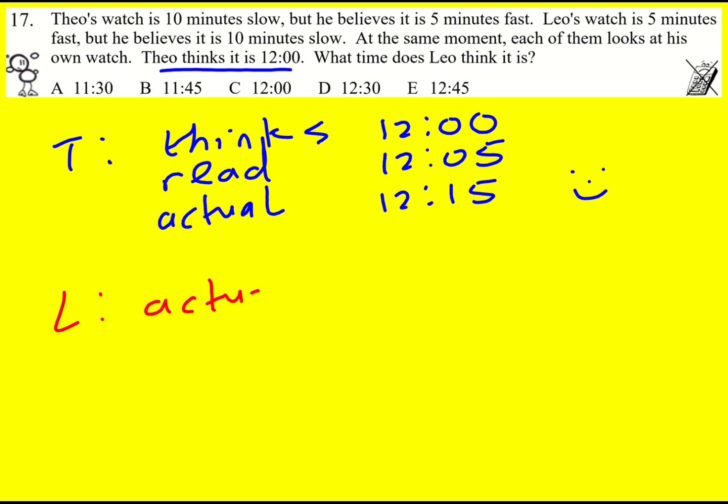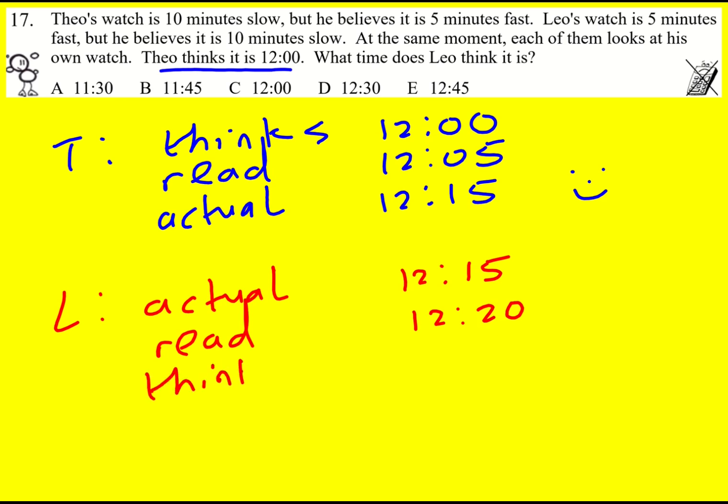The actual time is 12:15 because they look at their watches at the same time, but we know that Leo's watch is 5 minutes fast. So Leo is actually going to read 12:20 on his watch, but then he believes that it's 10 minutes slow, so he thinks he needs to add 10 minutes on to get to 12:30. All right, confusing, I think, but work through it carefully, and that is the answer.